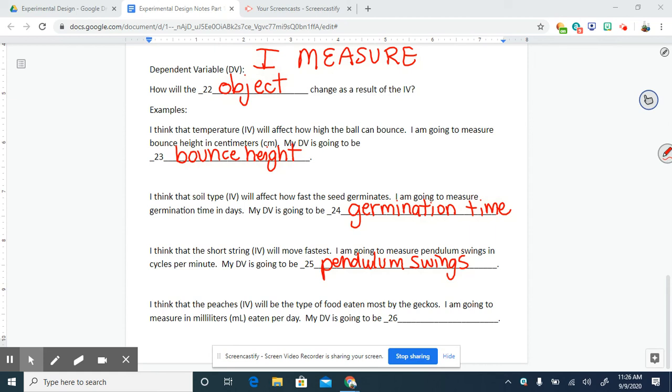And the last one for today, we made it. Whew. I think that peaches will be the type of food eaten most by the geckos. I'm going to measure in milliliters eaten per day. So the DV is going to be milliliters eaten or amount of food eaten. Any of those would be fine.